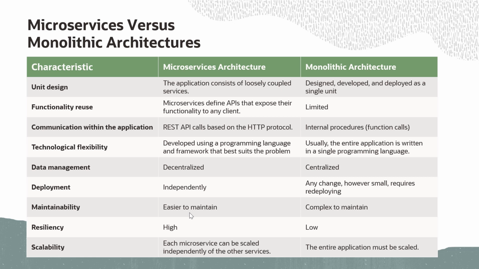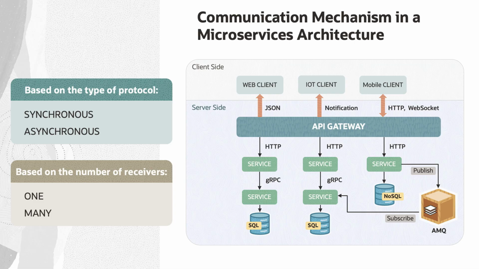Whereas in monolithic architecture, it's very complex to maintain the entire piece of code. Talking about resiliency and fault tolerance, microservices architectures show high resilience, whereas monolithic architecture shows low resilience. And at the end, talking about scalability, you can easily scale each microservice independently of the other services. Whereas in monolithic architecture, you must scale the entire application.